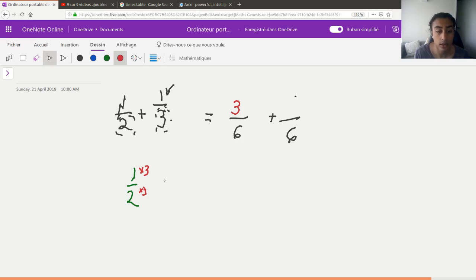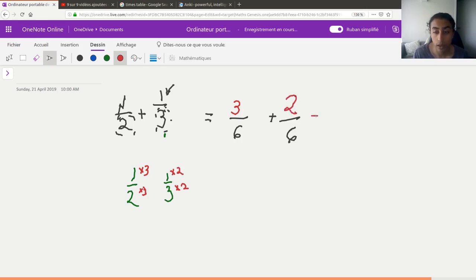And then you ask yourself the same question with this one here. So you go 1/3. So how did I make that a 6? Essentially, I just multiplied that by 2, and whatever you do to the bottom, you have to do to the top. So multiply that by 2, and that's going to be 2.